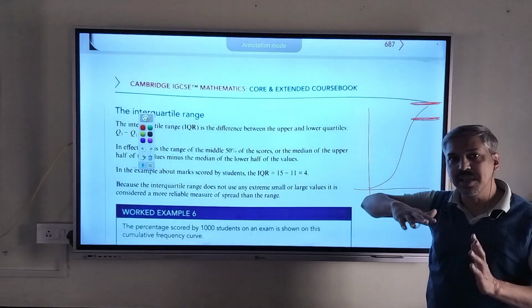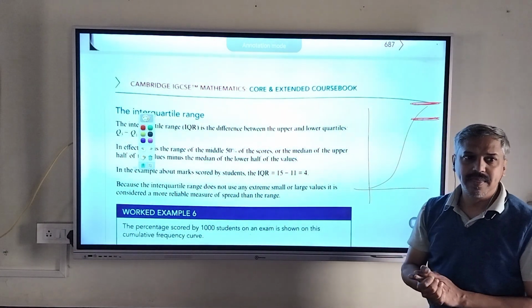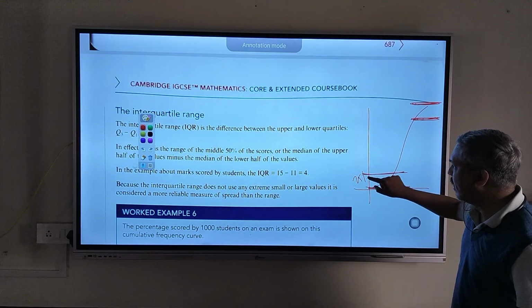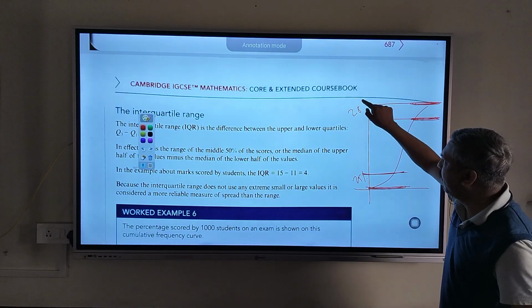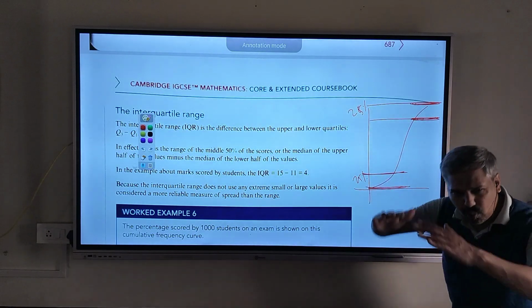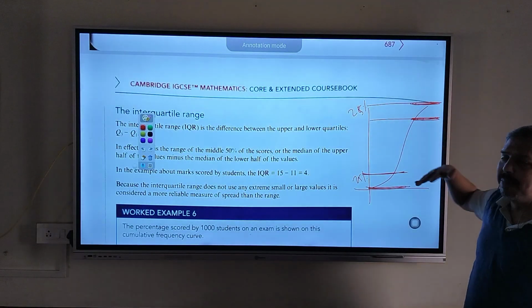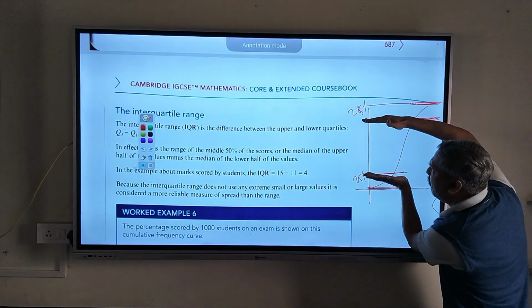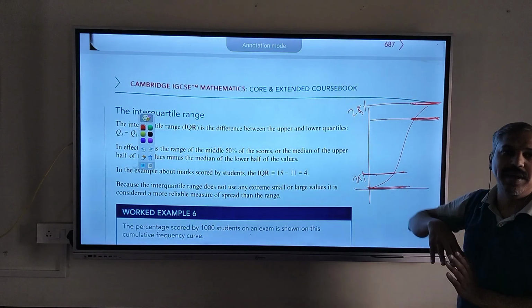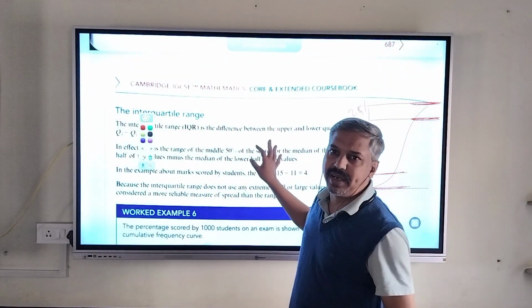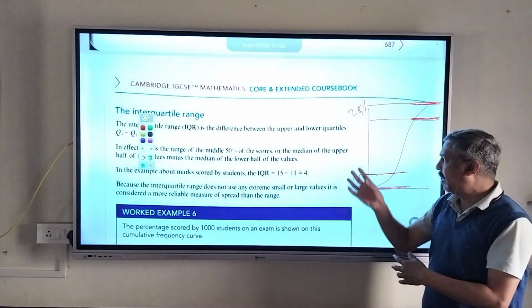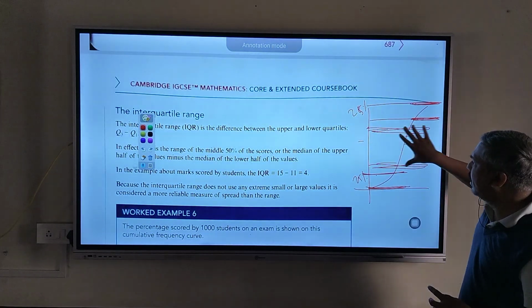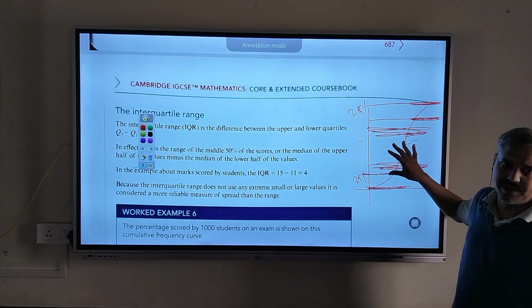If we are interested in the major chunk of the data, then the lowest 25% can be too low and the topmost 25% can be too high. It is always in between, that 50%, where the most significant part of the data lies and where all the important analysis is done.